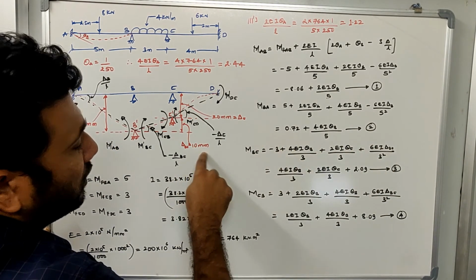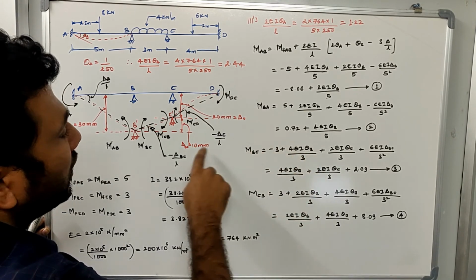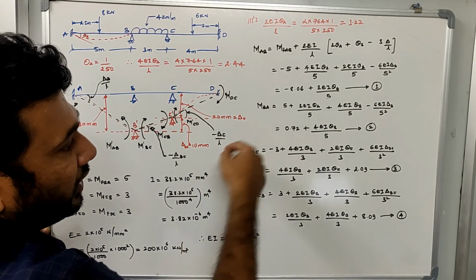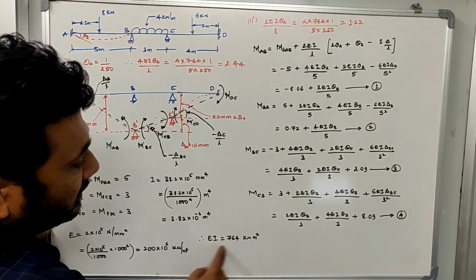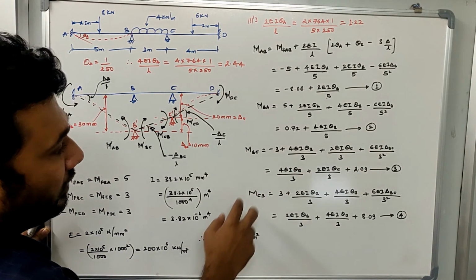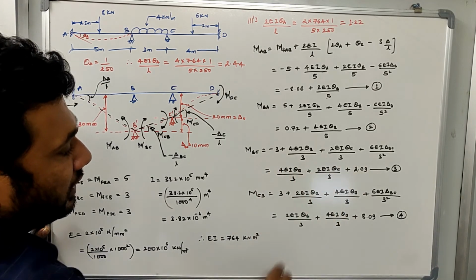10 mm divided by 1000 you have to substitute, because this is in terms of mm and the equation that you have written is in terms of meter. So convert this delta value in terms of meter and substitute in this equation. You already know what the EI value is. EI value is 764. You can substitute in that equation. So after simplifying, this is what I get: MBC is equal to this equation.